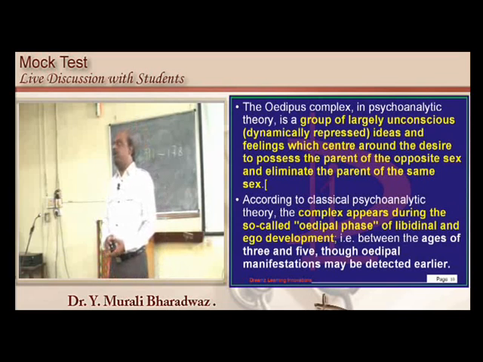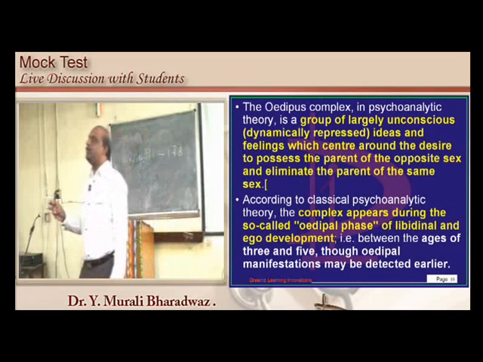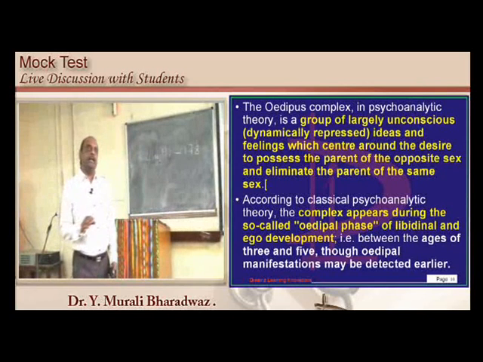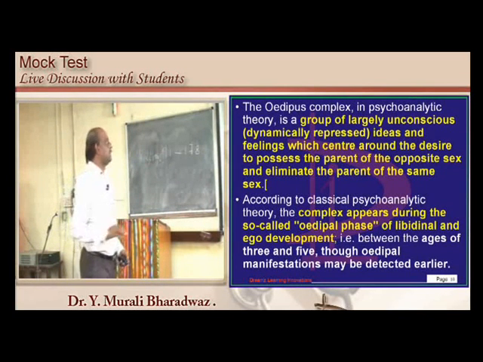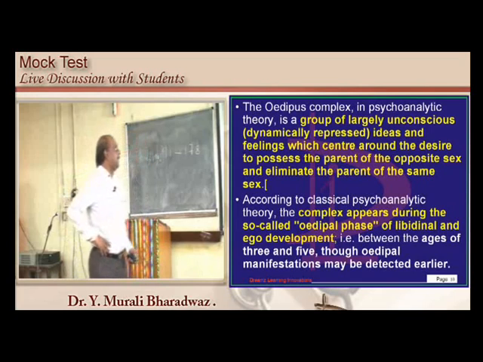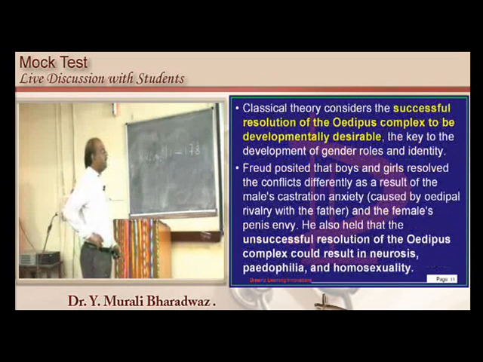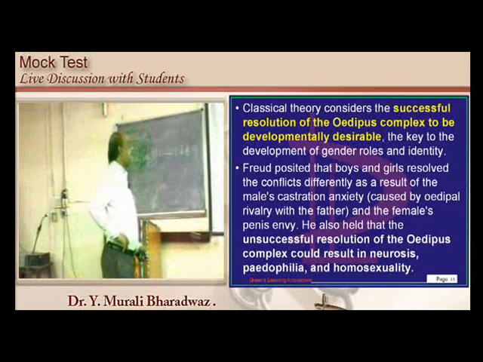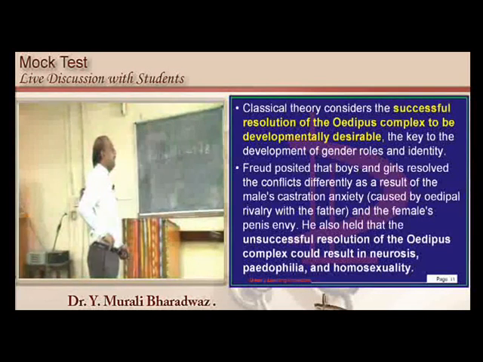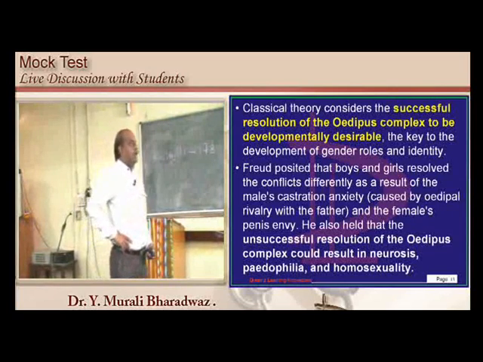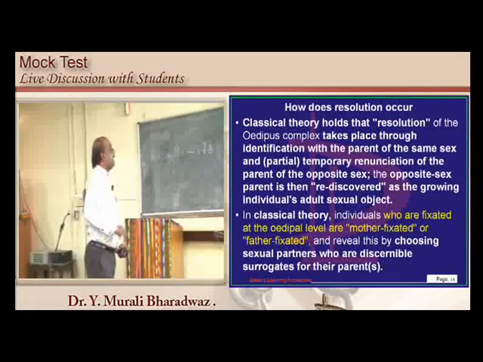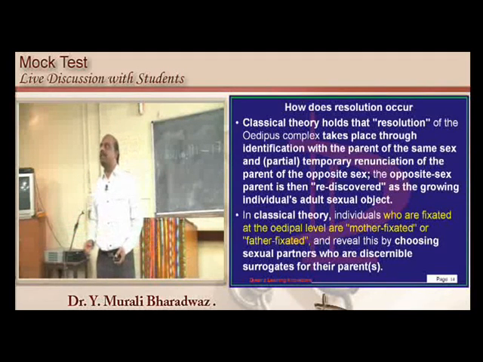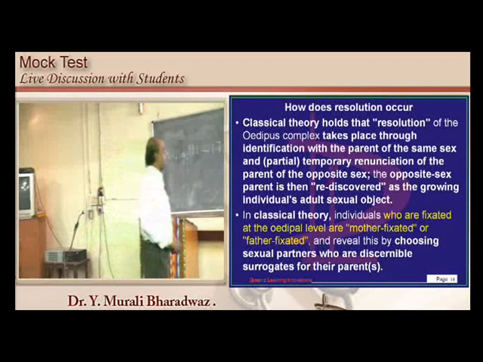Suppose they don't overcome that, then problems like homosexuality, lesbianism, etc. basically creep into the individual's personal sexual life. So it is the successful resolution of the Oedipus complex which is very important and desirable developmentally, and that needs to be remembered. So the answer would be that the child loves and longs for the parent of the opposite sex, which is what the Oedipus complex is all about.